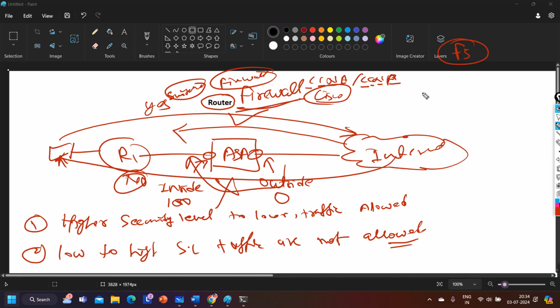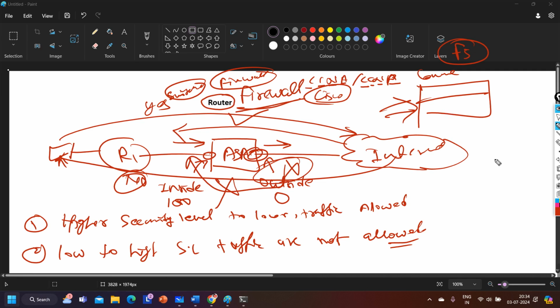So as I told you, ASA will maintain one table that is called the connection table. Whenever it receives traffic over here and forwards it from this interface, it will record it in the connection table. So according to that table, it will allow the reply message. Okay. So whenever it receives traffic on the outside interface, first it will check the connection table. If an entry is there in the connection table, then only it will allow the traffic. Otherwise, the ASA will discard it.